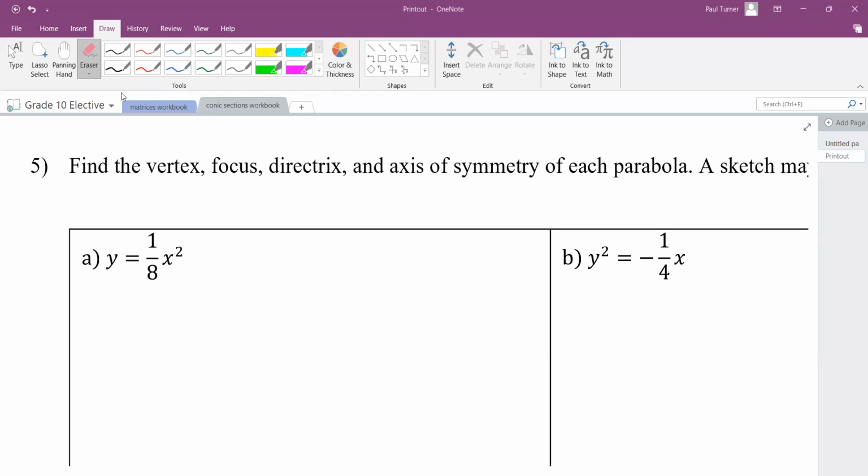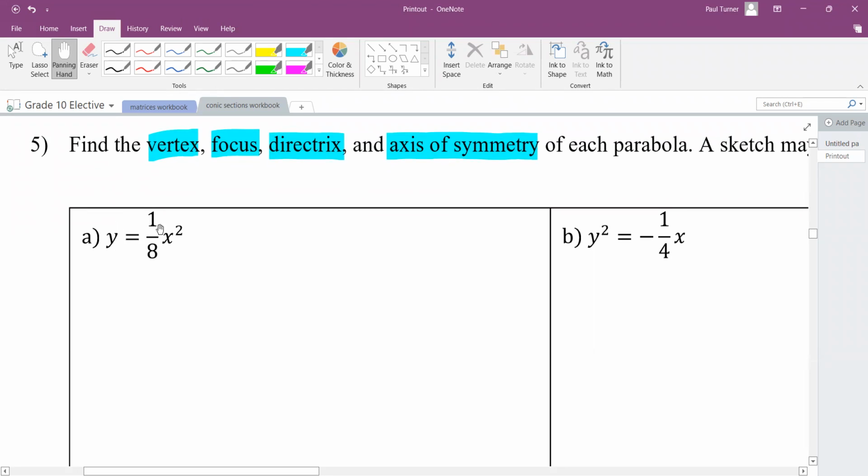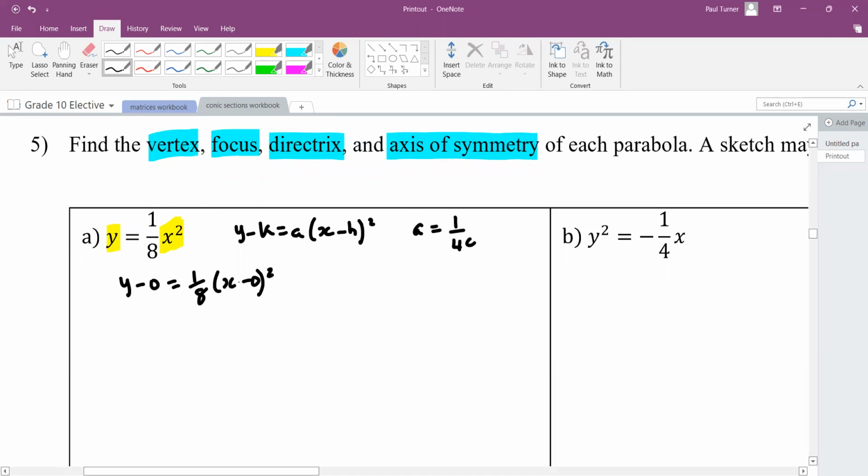Okay, question 5. We want to find the vertex, focus, directrix, and axis of symmetry for these parabolas. And a sketch may help you do it and help you get the answer. The first thing, I look at the question and I consider what is one of the general forms that will match this question. And I can see I've got y equals something times x squared. So I know my general form is going to be y minus k equals a(x minus h) squared. And I know that a will be equal to 1 on 4c, which we'll need a bit later. So I rewrite this question as y minus 0 equals 1/8 (x minus 0) squared. I do that to remind me that the vertex now is (0, 0).